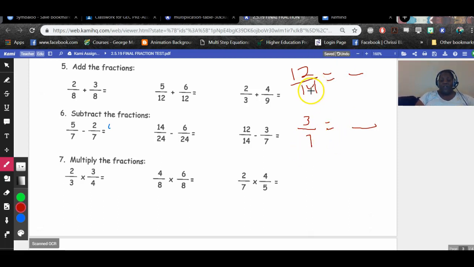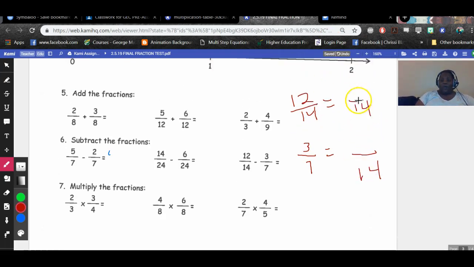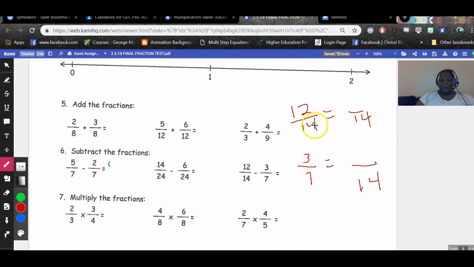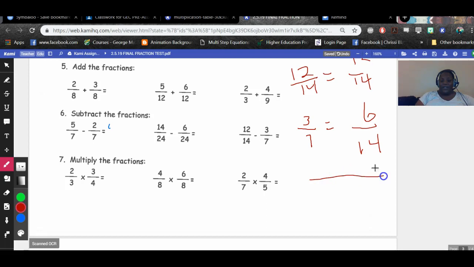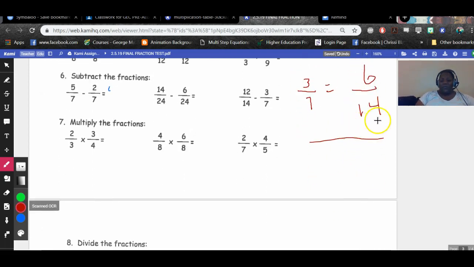Will the small number fit into the larger number evenly? Yes, it will. Okay, so, baby kid, divide and multiply. 14 will go into 14 one time. 12 times 1 is 12. 7 will go into 14 2 times. 3 times 2 is 6. Now we can subtract. 12 minus 6, 9. Nope. 12 minus 6 is 6.